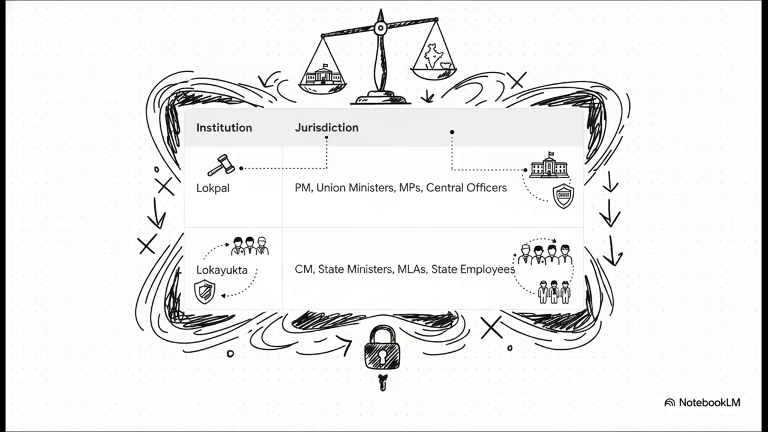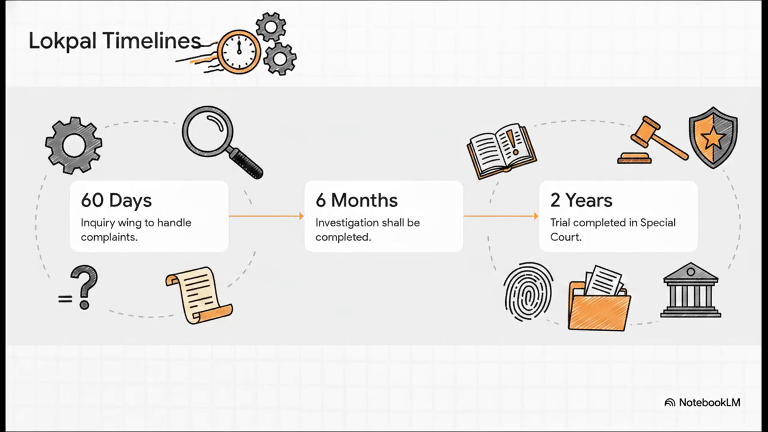And the jurisdiction here is mapped out very clearly. At the central level, the Lokpal oversees everyone from Group A to D central officers, MPs, union ministers, and yes, even the Prime Minister, though obviously with some specific national security safeguards built in. Then, at the state level, you have the Lokayuktas doing the exact same thing, handling complaints against chief ministers, MLAs, and state employees.